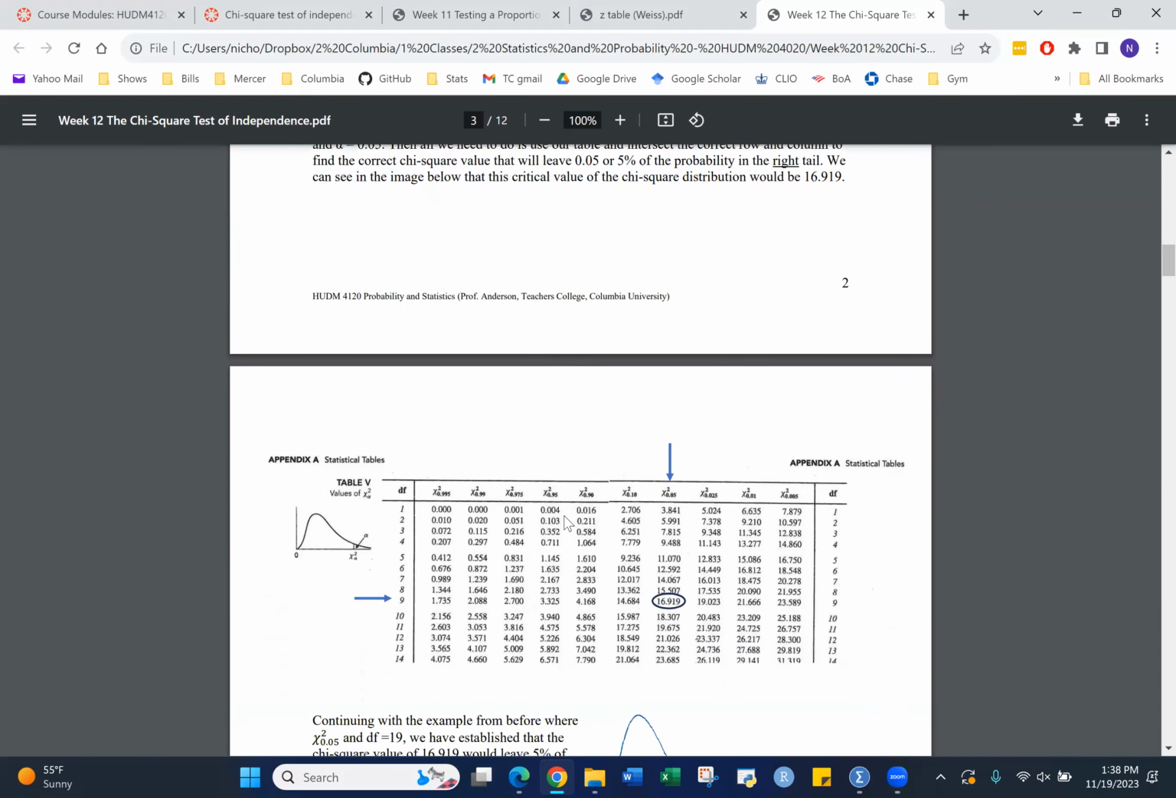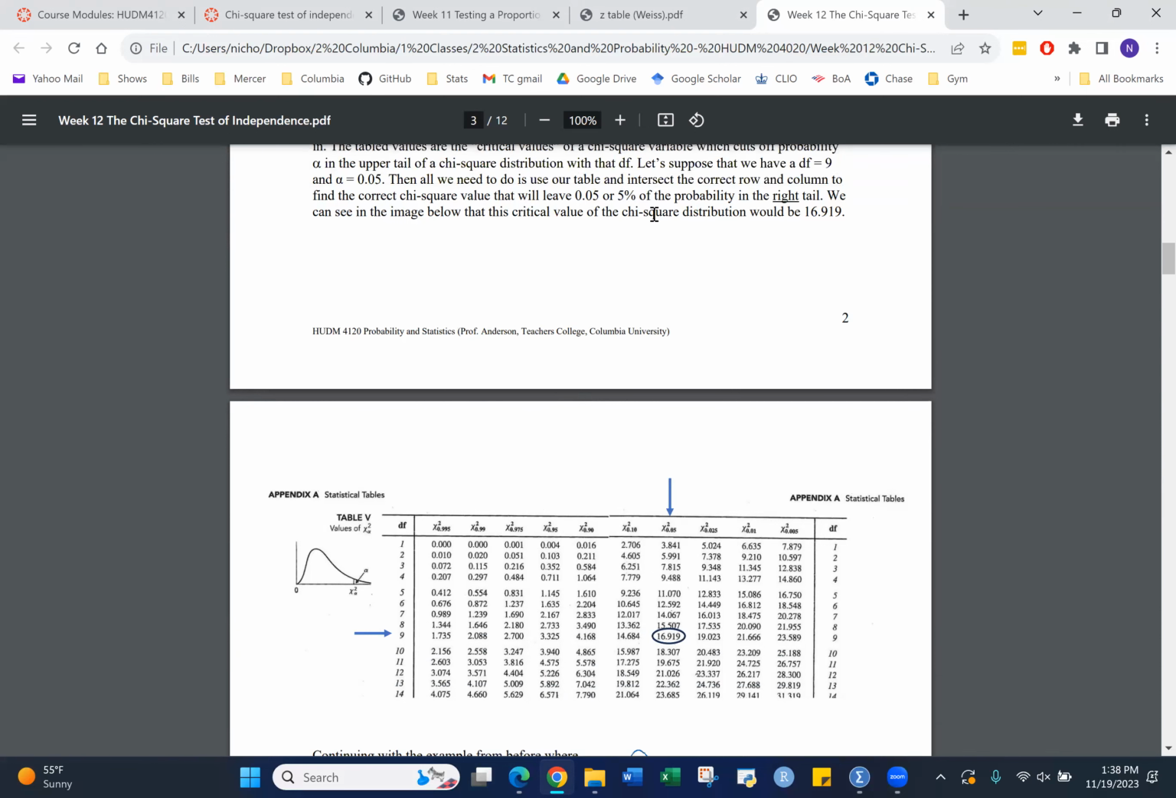So this is a snapshot of the table which I've posted on Canvas, and I've given us a little fictional problem here. Let's suppose that you have a DF of 9, and we're using an alpha of 0.05. That's all the information I need to find my critical statistic. You can see here, I've pointed the arrow to the alpha of 0.05. I've also put an arrow on 9 DF, and then I just intersect them, and I get 16.919.